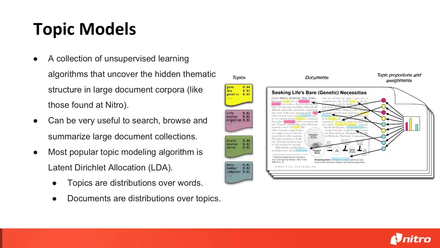Topic models are a collection of unsupervised learning algorithms that try to uncover the hidden latent thematic structure of large document collections. They can be very useful for tasks such as searching, browsing, and summarizing these large document collections. The most popular topic modeling algorithm is Latent Dirichlet Allocation, or LDA.